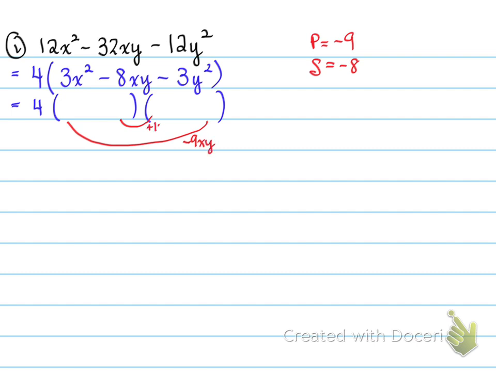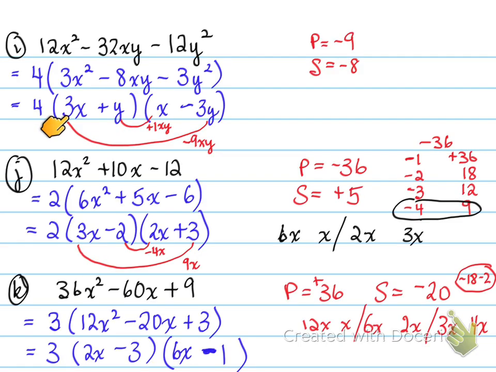Negative 9xy and plus xy. Negative 9xy plus 1xy gives me negative 8, and the product is negative 9. So now we have to find the values. Well, hopefully you can see this one should be right away, plus y. Okay, and this is the one where we have to figure this part out. Well, it's 3x squared. We know this is an x. This one must be 3x.